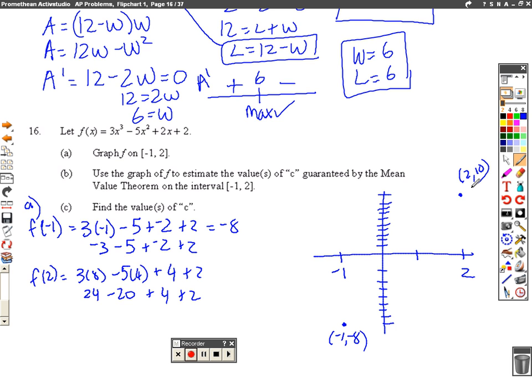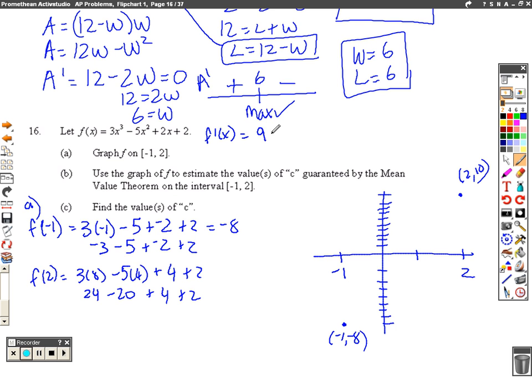Okay. Do I just connect these two? Definitely not. That's why you learned function analysis. So if I asked you to graph this, we'd go ahead, we'd take the derivative. So we'd say f prime of x is equal to 9x squared minus 10x plus 2. We'd go ahead and we'd set that equal to 0, and we find out what values of x give us a max or a min. That's what we're looking for here.